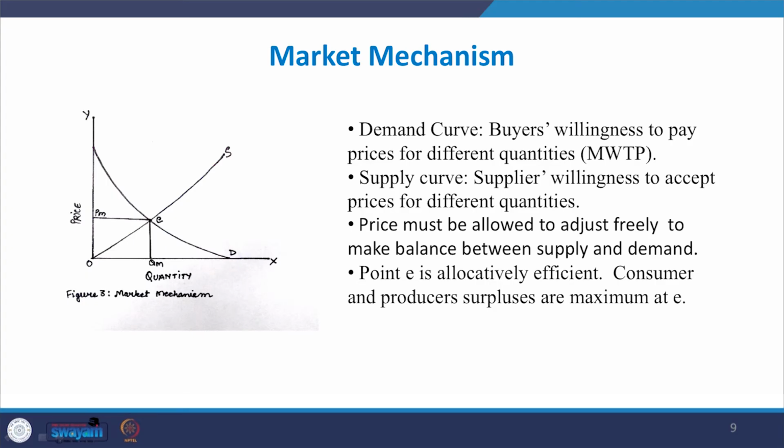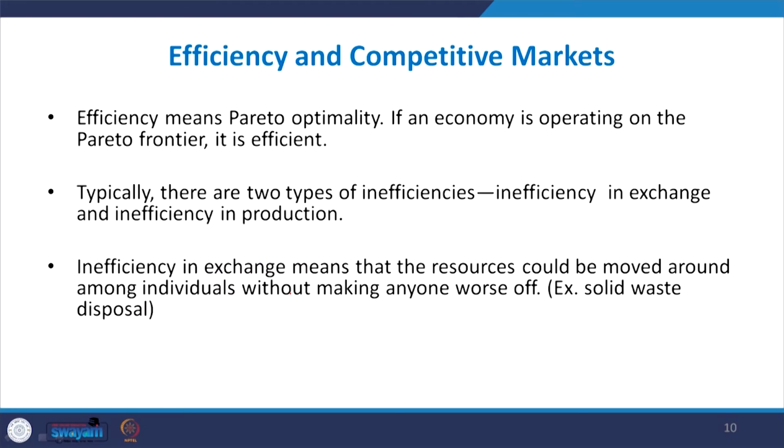So, consumer and producer surplus are maximized at point E. Next point is efficiency and competitive markets. When we talk about market, market can allocate resources efficiently only when market is competitive. If there are market imperfections, then resources will not be optimally allocated.